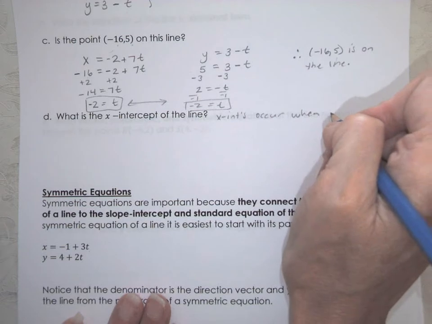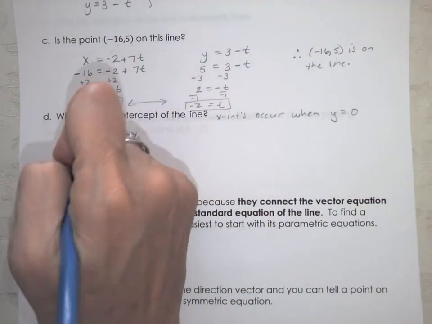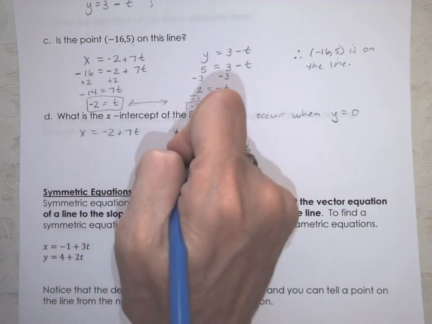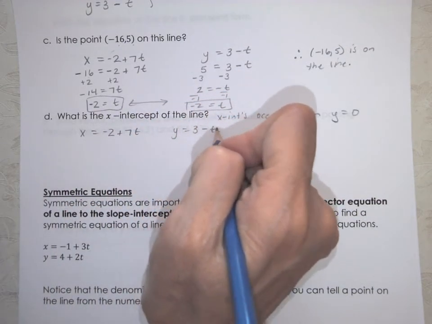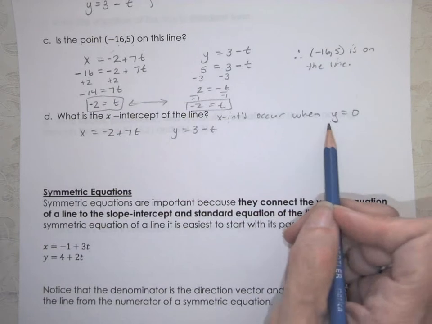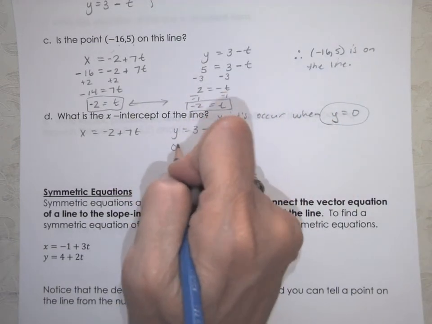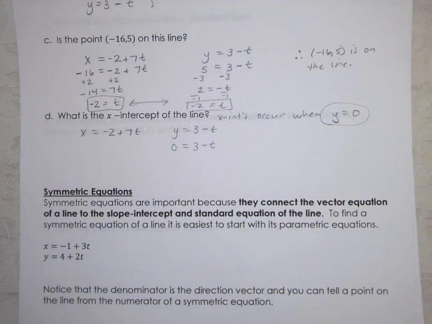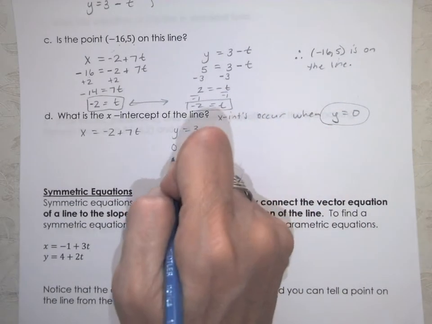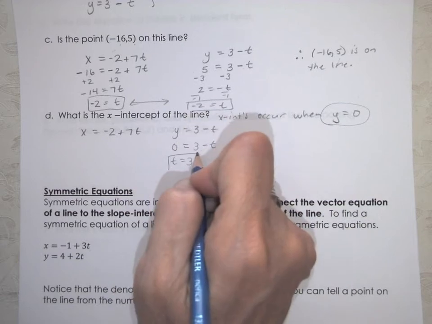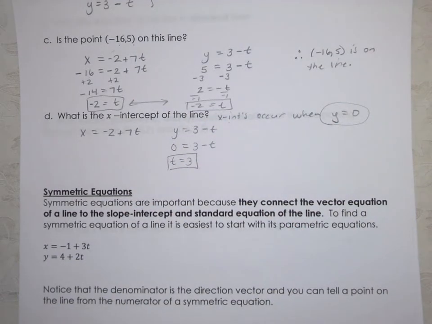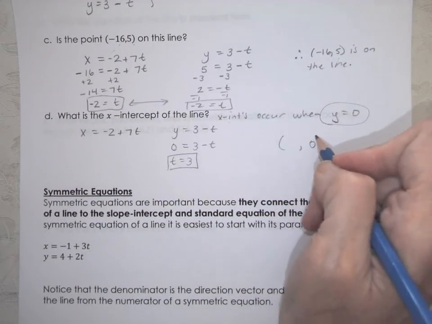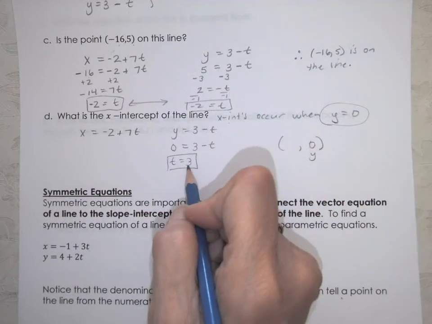when y equals 0. So again, if I use my parametric equations, I'm going to focus on my y parametric equation because I know they occur when y equals 0. So I'm going to let y equal 0 and solve for the t value. So I'm going to add t to both sides, which gives me a t value of 3. So I know that I'm going to have a point (something, 0). The y value is going to be 0 when t is 3.